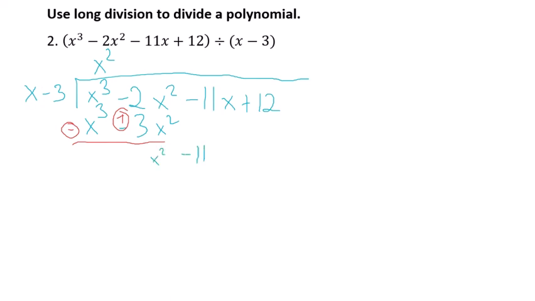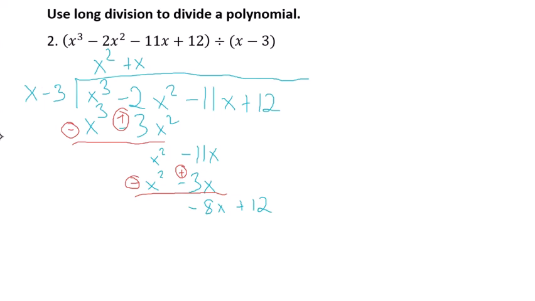Bring down the next term. And then we're going to use plus x squared minus 3x. Subtract that. So that's now negative, and this one's positive. So negative 11 plus 3 gives you negative 8x. Bring down the next one, which is the 12.